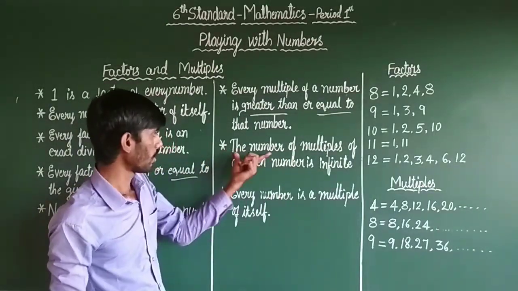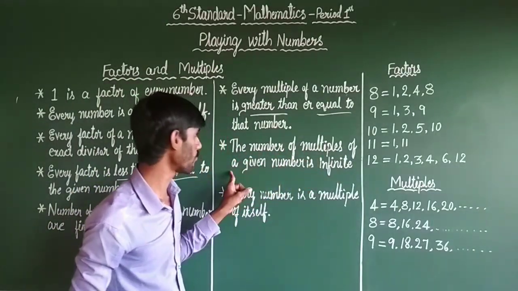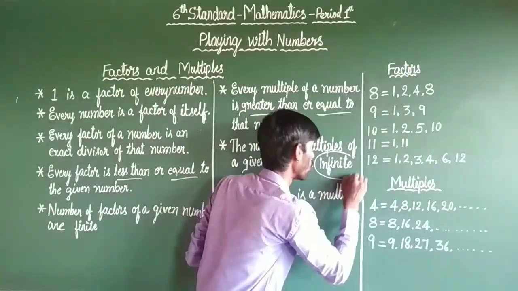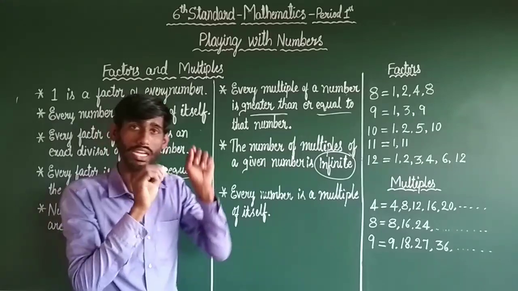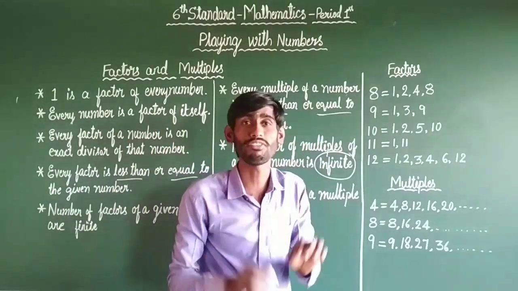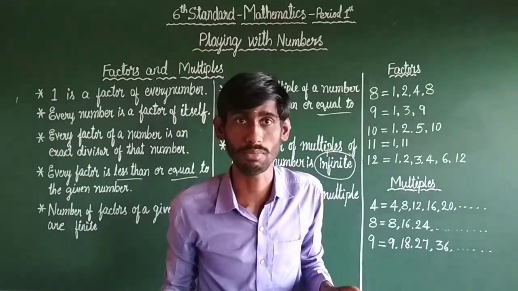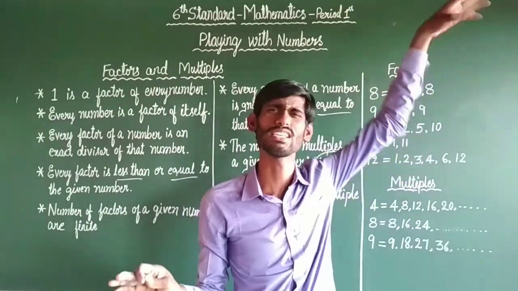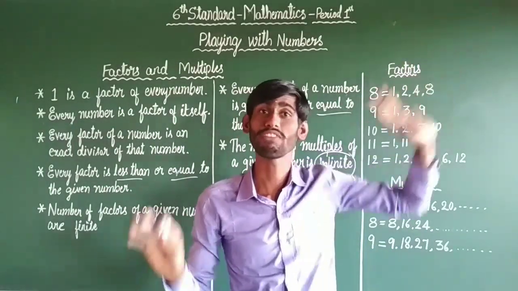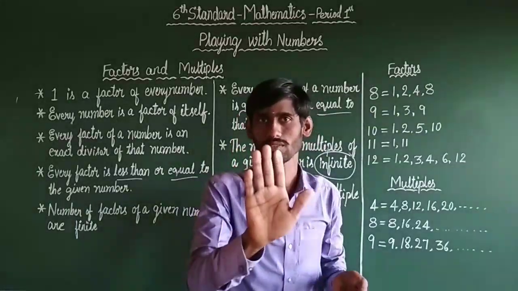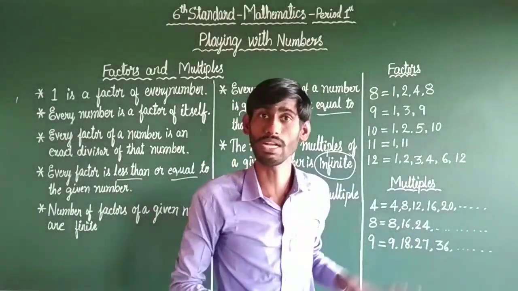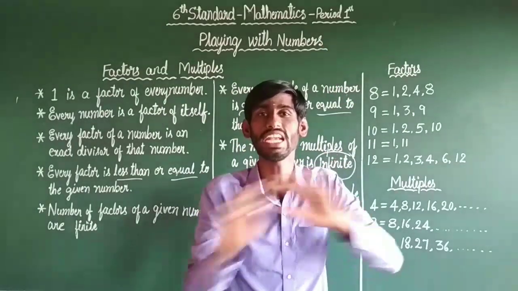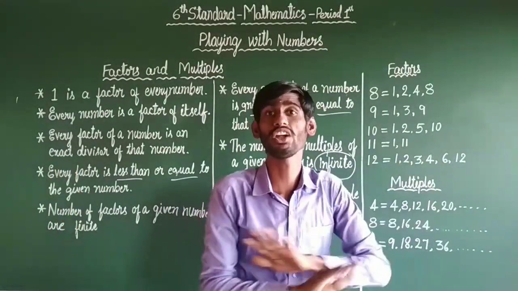Second property: the number of multiples of a given number is infinite. Point to be noted, Chotu. Infinite. Any number has an infinite number of multiples. I mean, it doesn't end. It goes on increasing. Are you clear, Chotu? But factors are a finite number. Factors are finite, but multiples are infinite. Infinite means not ending.